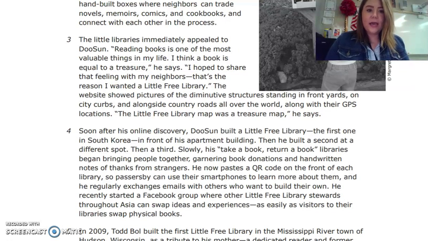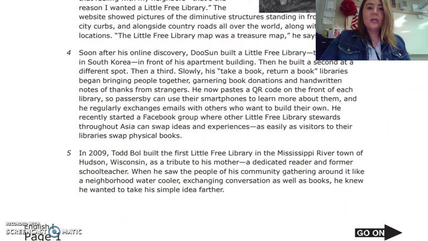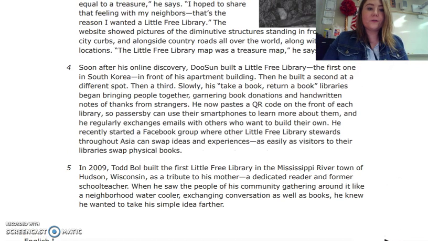The website showed pictures of the diminutive structures standing in front yards, on city curbs, and alongside country roads all over the world, along with their GPS locations. The little free library map was a treasure map, he says. How cool. Soon after his online discovery, Do Sun built a little free library, the first one in South Korea. So he built a little free library in South Korea. That's awesome. In front of his apartment building. Then he built a second at a different spot. Then a third. Slowly his take a book, return a book libraries began bringing people together, garnering book donations and handwritten notes of thanks from strangers.